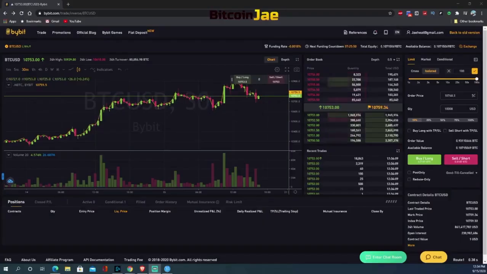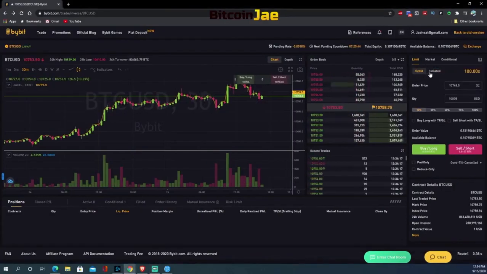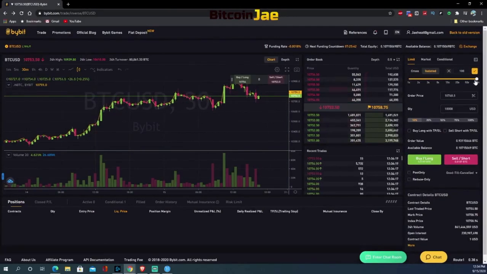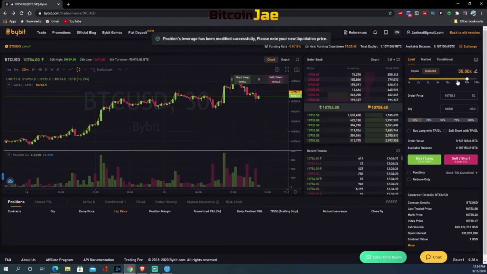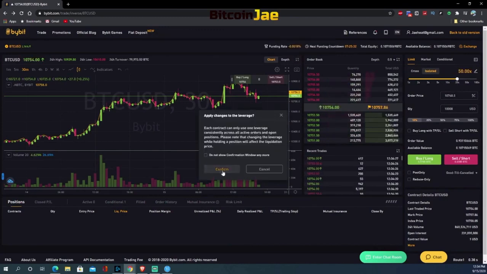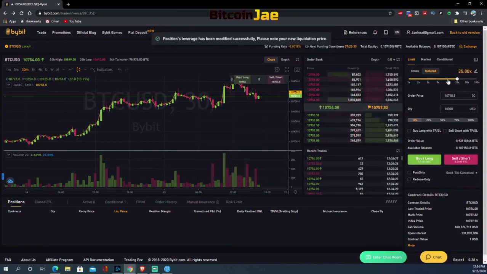Choosing your leverage. Bybit has a great leverage system. On the right hand side, you'll notice the leverage. If you don't see it, make sure that you're not on cross and that you're on isolated. Every time you choose a different leverage, a prompt comes up where you have to confirm and apply the changes. So make sure to change your leverage before making any trade and always confirm it.